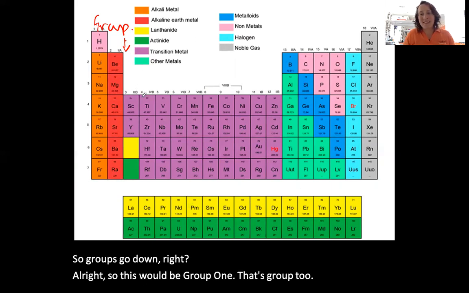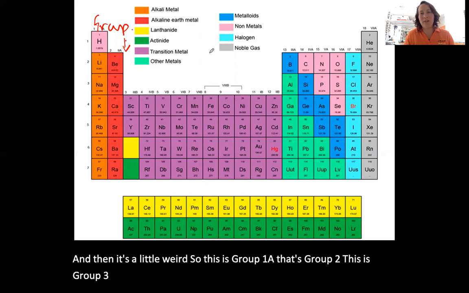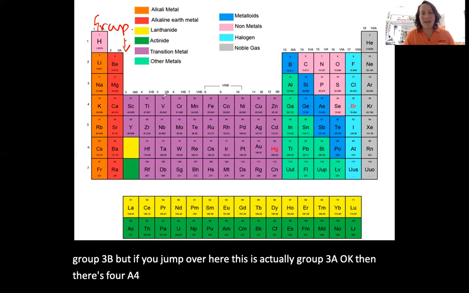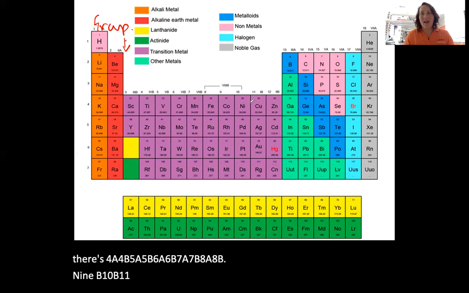Actually, it's a little weird. This is group 1A, that's group 2A. This is group 3B, but if you jump way over here, this is actually group 3A. Then there's 4A, 4B, 5A, 5B, 6A, 6B, 7A, 7B, 8A, 8B, 9B, 10B, 11B, 12B.